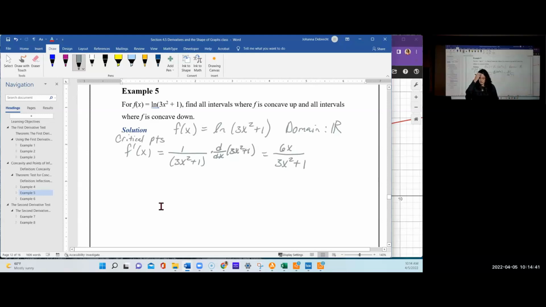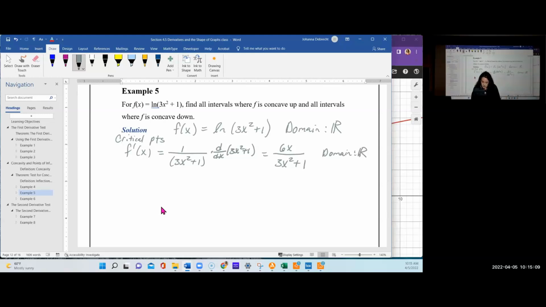Notice that the domain for the first derivative is going to be a subset of the domain of the original function. The original function is all reals, and the domain of the first derivative is also all reals, because there's nothing that will make that denominator 0. It's not possible. 3x squared is always positive. It can't equal -1. So the domain of the first derivative is also all reals.